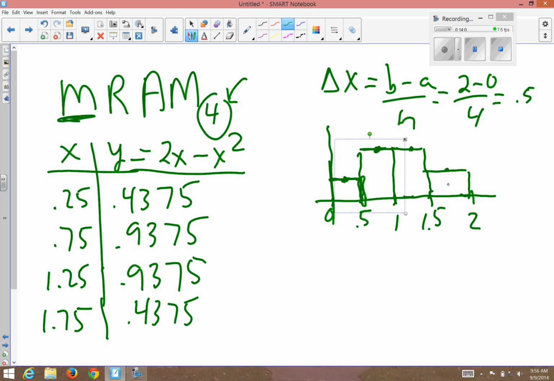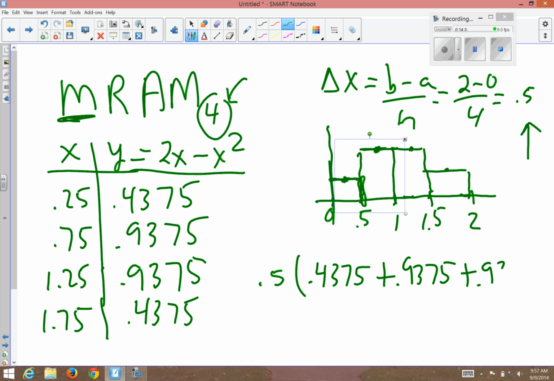All of these rectangles have the same width, right here. So instead of writing it every time, I'm going to factor that out. The area of a rectangle is how wide times how tall. These numbers are how tall the rectangles are. The first rectangle is this tall, 0.4375. The second rectangle, here's the height of it, 0.9375. The third rectangle, this is the height over here, 0.9375. And the last rectangle has this height, 0.4375.